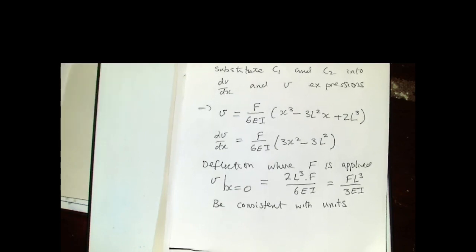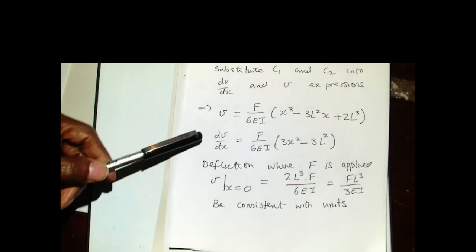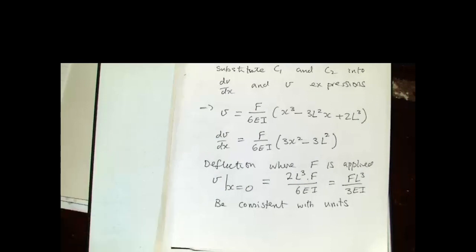Once you put that in, if the deflection is positive, it means that the beam has been deflected downwards. If it turns out to be negative, it means that the beam has been deflected upwards, because our positive direction is going down. And the slope is the same, so you can put x equals 0 here. You'll be able to find the slope.